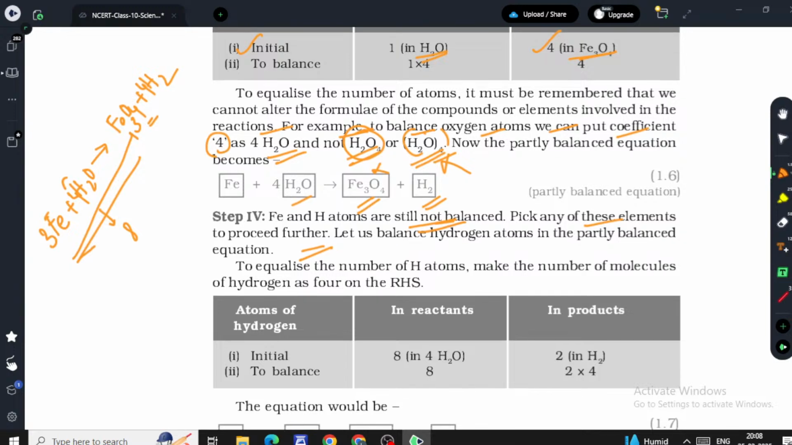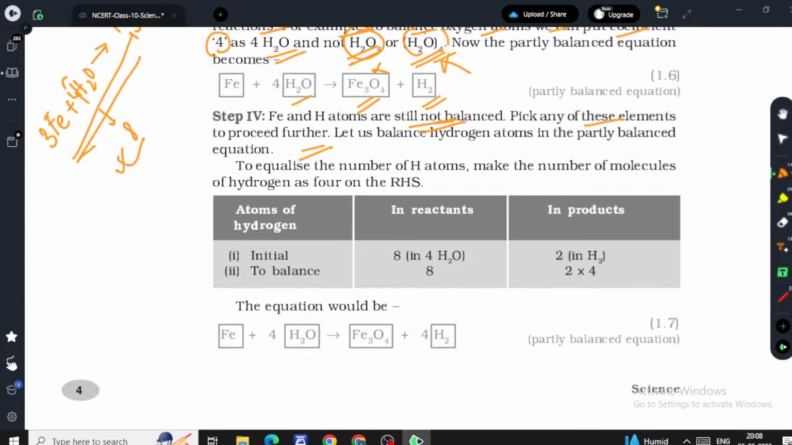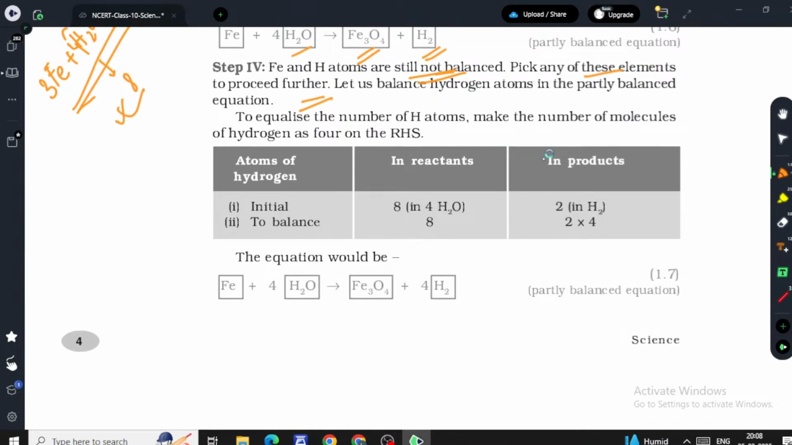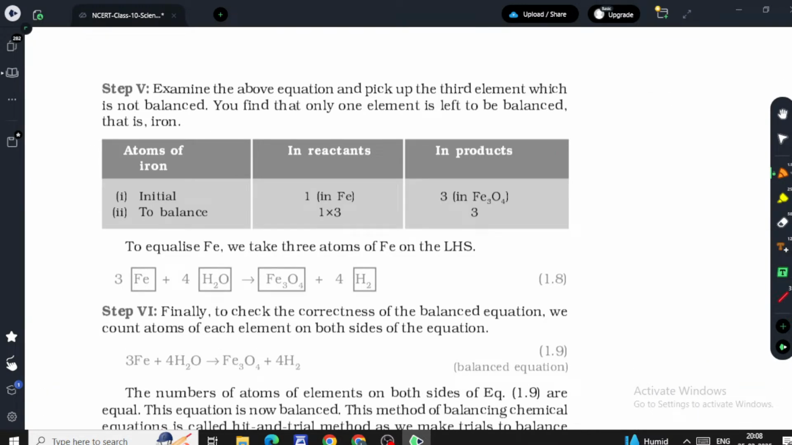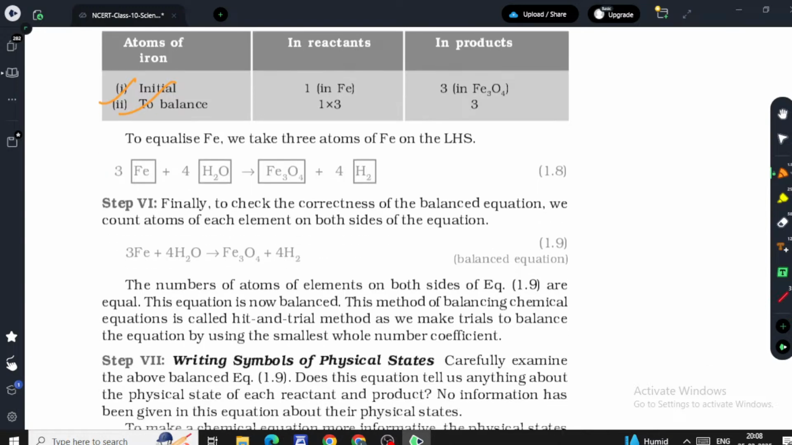I would explain the process, but you can read from this. Step 5: examine the above equation and pick the third element which is not balanced. This is the process, you can see it.